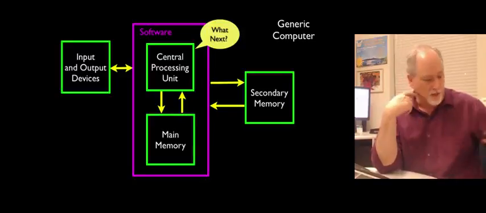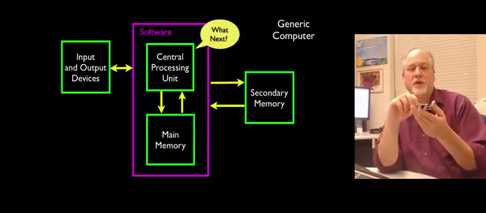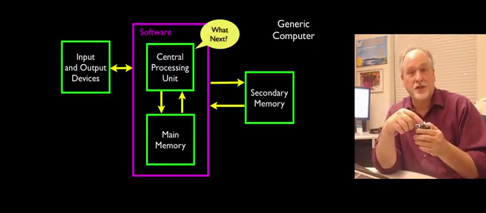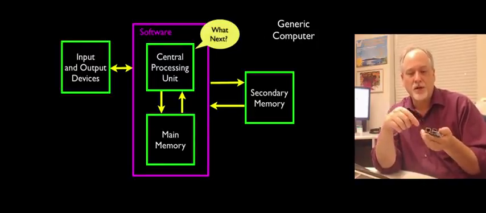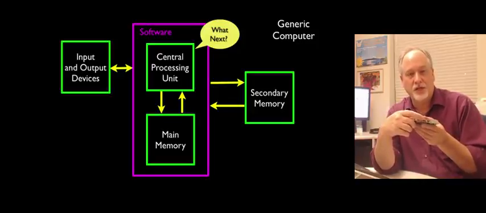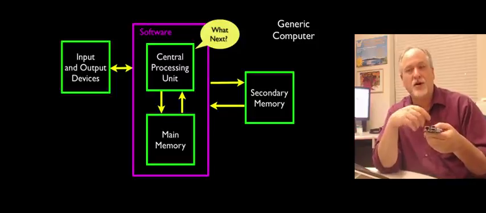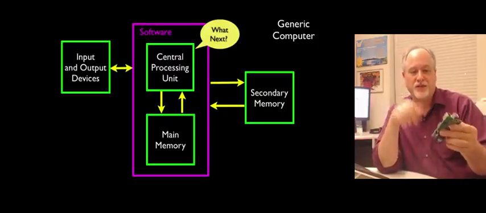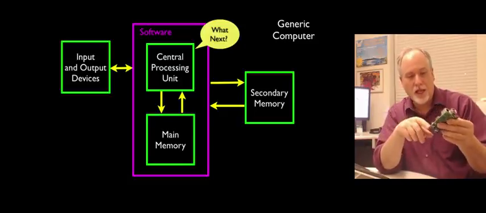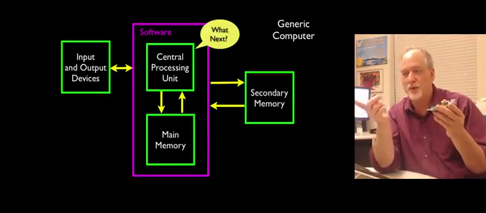So the next thing we got is input-output devices. I'll go back to my Raspberry Pi. So the Raspberry Pi has a USB that you can connect a mouse or a keyboard. It has an HDMI that you can connect a monitor to. It has an Ethernet connector. So these are all examples of input-output devices. And then the last thing on the screen is the secondary memory.